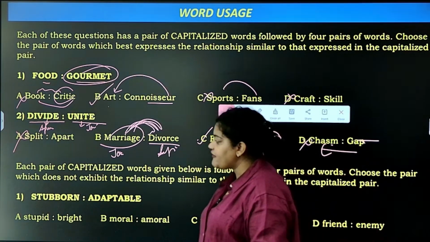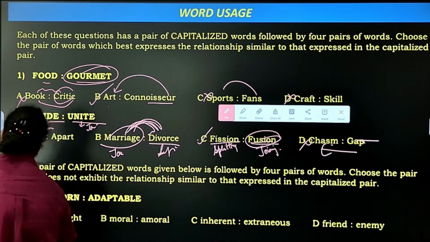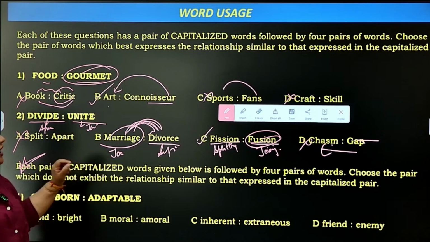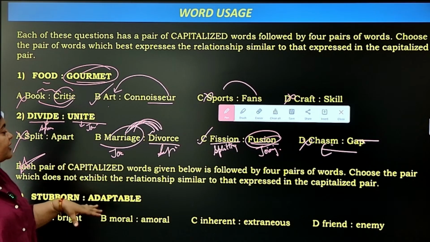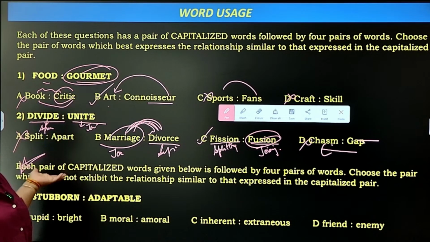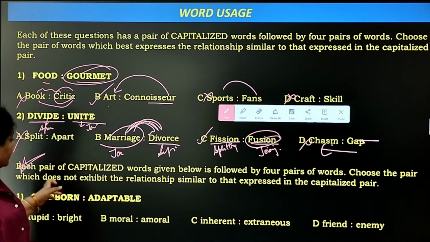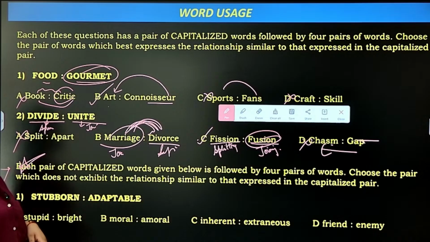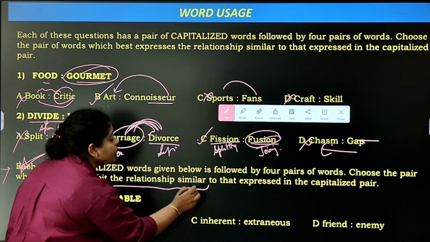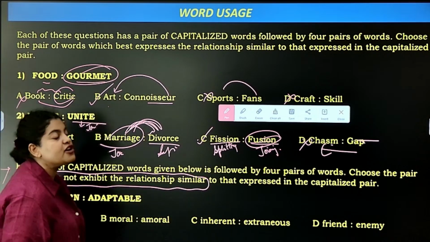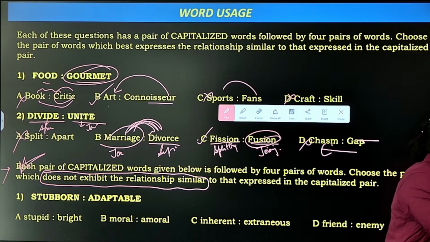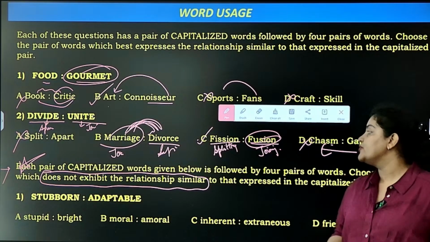Okay, the trick that I've actually played with you was in question number 3. I changed the language of the question, and none of you tried to actually interpret and read what is written here. You just assumed in your brain that the instructions are the same for all. If the instructions for all the questions were the same, then why did I give separate instructions for question number 3? So here you need to pick up that pair of options which does not exhibit a relationship similar to that expressed.